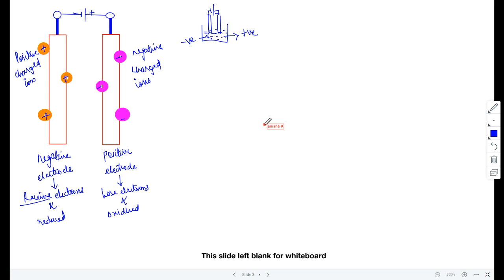Okay, I just mentioned their names. When we're talking about a negative electrode, it is known as a cathode, and the positive electrode is known as the anode. So mention that also.